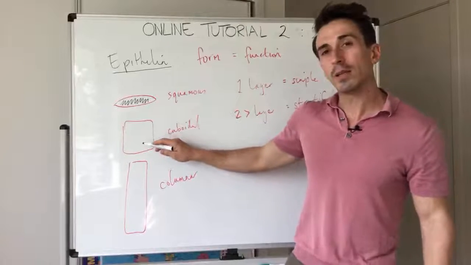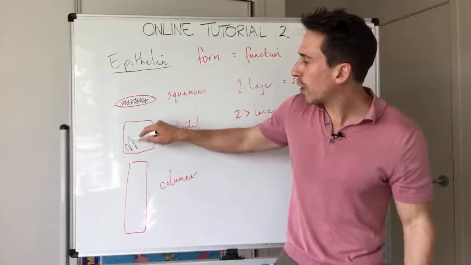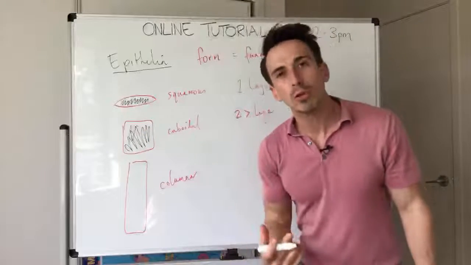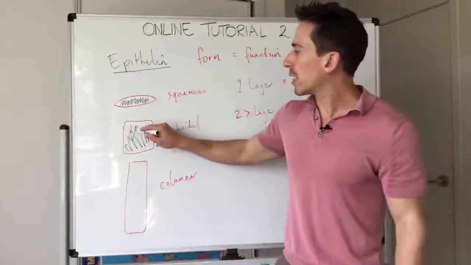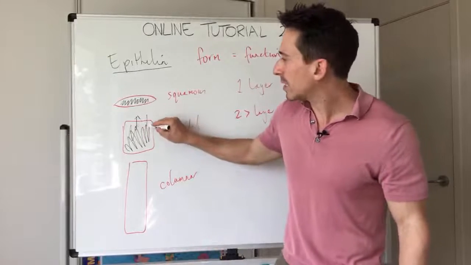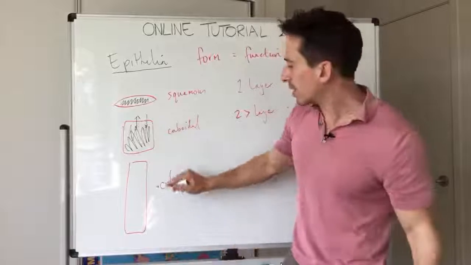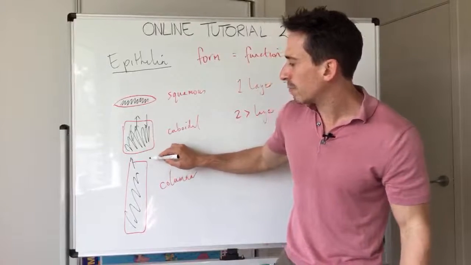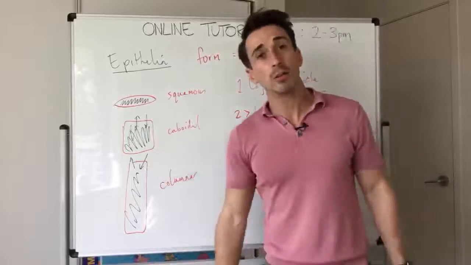Now, cuboidal cells, they're bigger. They have more intracellular compartments and components and organelles, so they do produce things. So cuboidal cells are likely going to release things from the inside and probably take things in from the outside. And the same thing happens with the columnar cells. They're likely going to release things that they've made and take things in to be used.